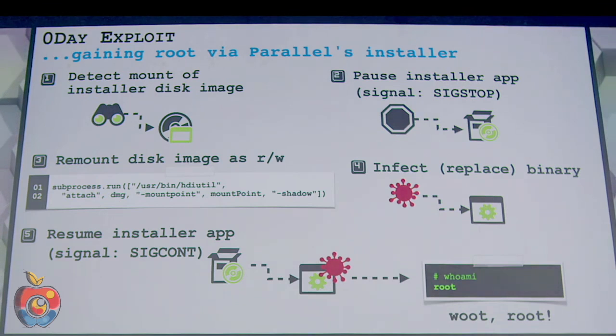Then it's going to send a SIGSTOP command to the installer to pause it. Say, hey, wait, hold on, don't do anything yet. It then goes and remounts that disk image with read-write permissions. It then infects the binaries on that disk image and then tells the installer, OK, continue on. End result, you get a root shell. So I wrote a proof of concept for this last night after the party.